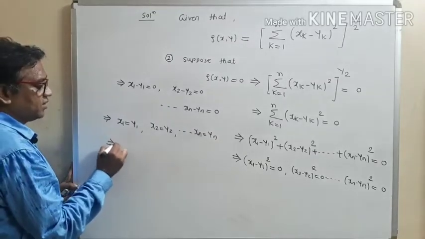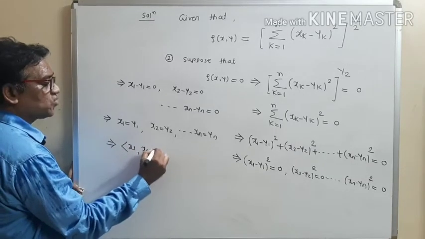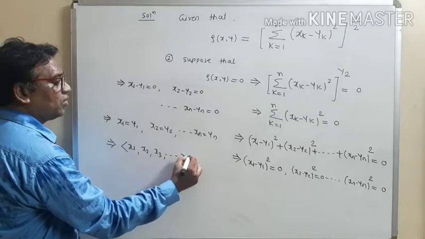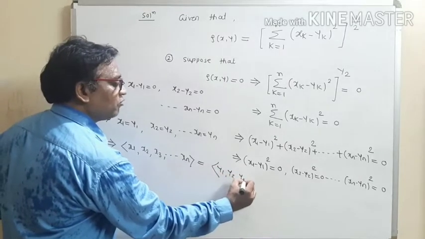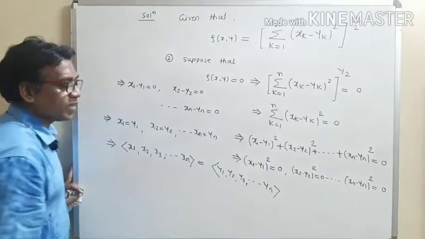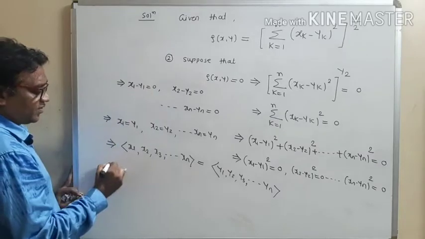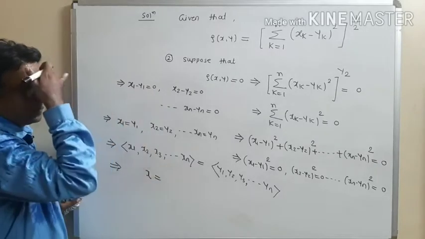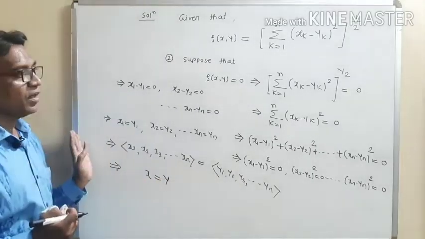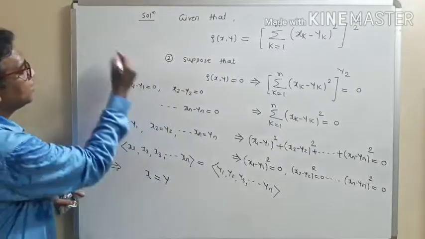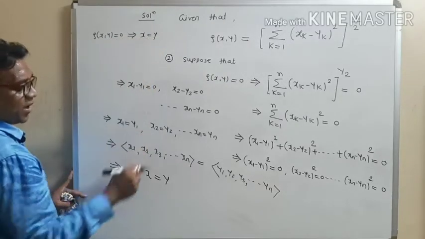So what is this equation? This implies that the ordered n-tuple (x1, x2, x3, dot dot dot, xn) is the same as the ordered n-tuple (y1, y2, y3, up to yn). What is this quantity? x1 to xn we denote by x, so this is our x, and y1 to yn is our y. So we have shown that x equal to y. So this is the second condition. What is the second condition? If distance of xy is equal to 0, then show that x equal to y.